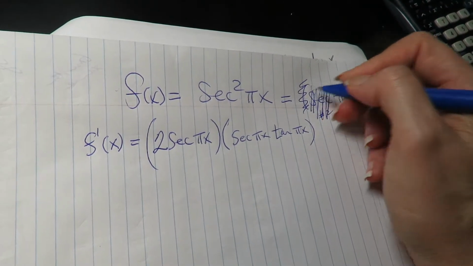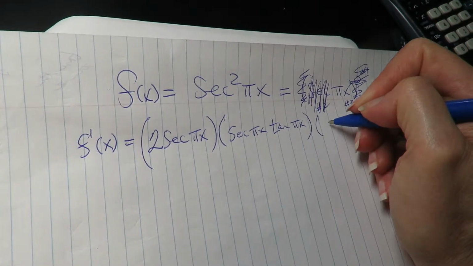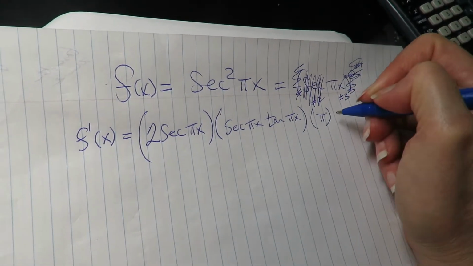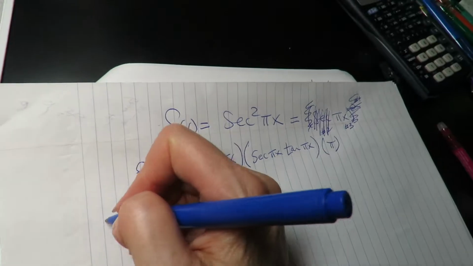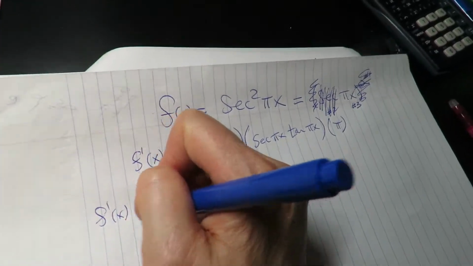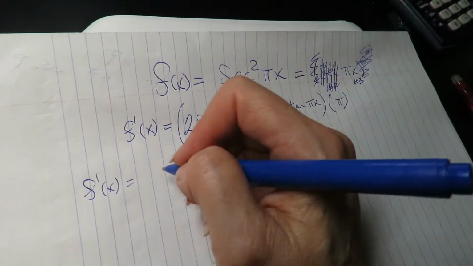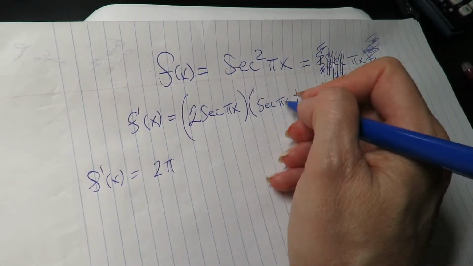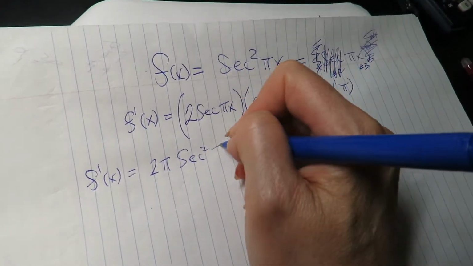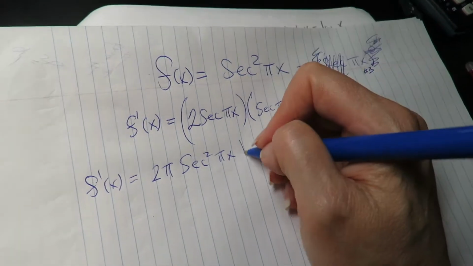All right, now the secant's gone. Now we're left with pi x. Derivative of that is pi. All right, let's make this look pretty. So we're going to multiply the 2 times the pi. We've got 2 pi secant, and we've got a tangent.